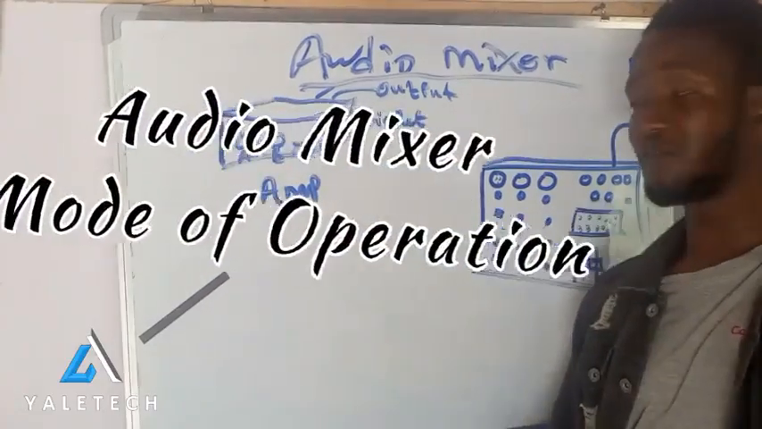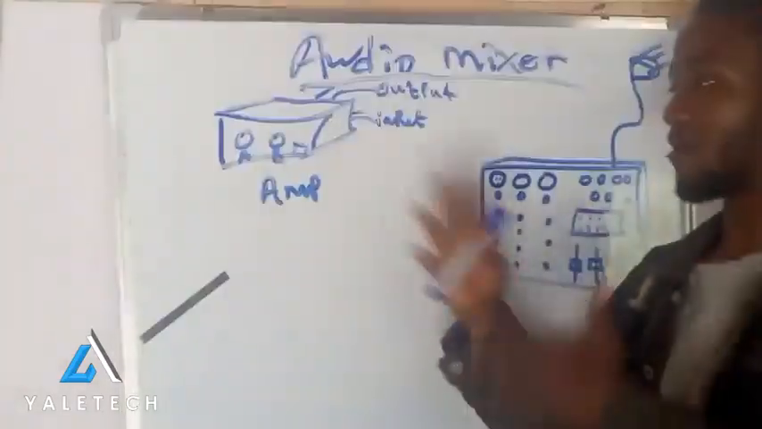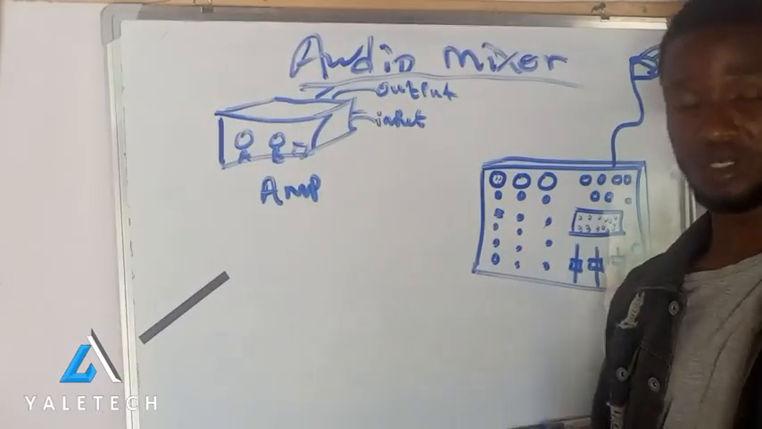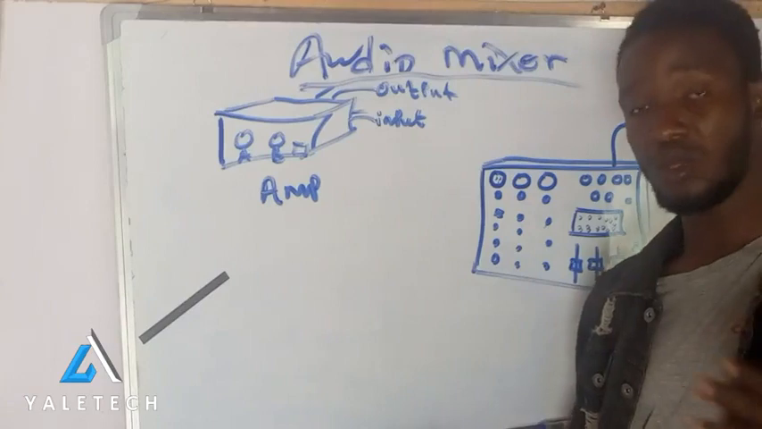The last time we talked about power amplifier, and today we'll be talking about audio mixer. Now this is a typical diagram of what a power amplifier looks like. And if you don't understand what it really means, check the description of this video because I've done something on this. I've explained everything you need to know.